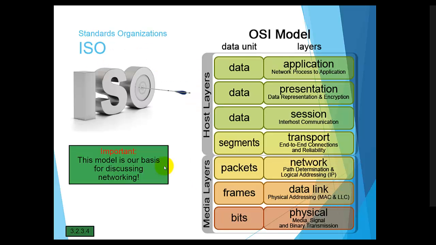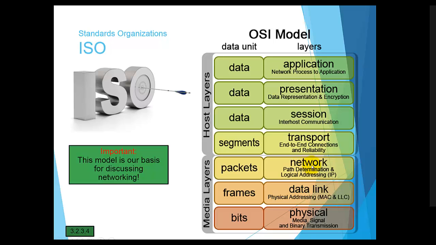Let's talk about the ISO. This model is our basis for discussing networking. The basic layers, I'm going to start from the bottom and go up. These bottom three are considered media layers. You have physical: cable, signal. I think of binary at this level. As I move up, data link: physical addressing, whether it be the MAC address, which is burned onto the LAN card, or the logical link.